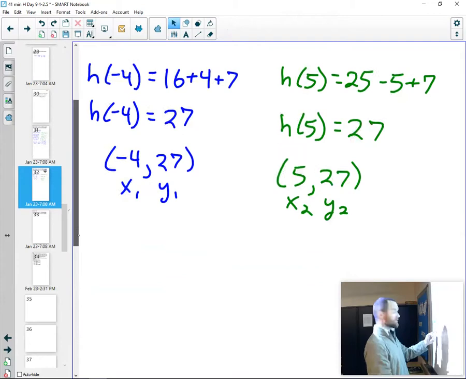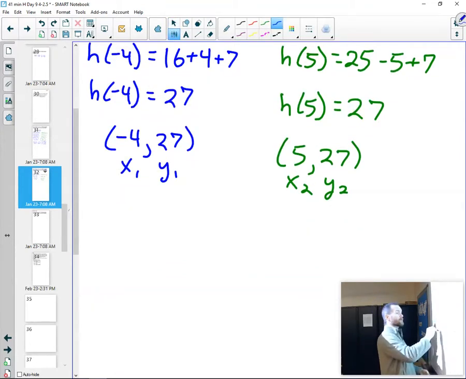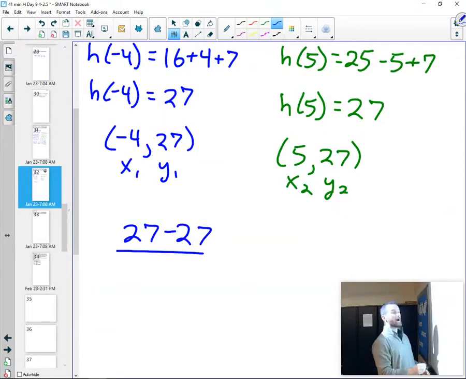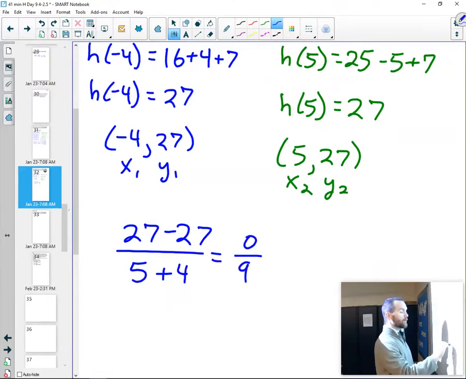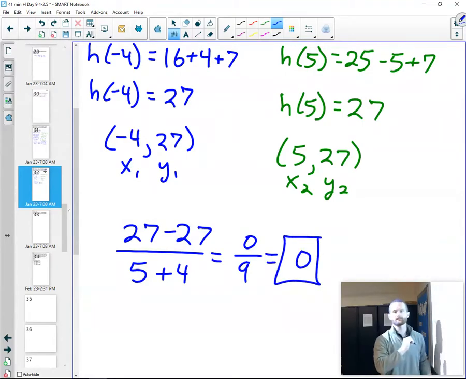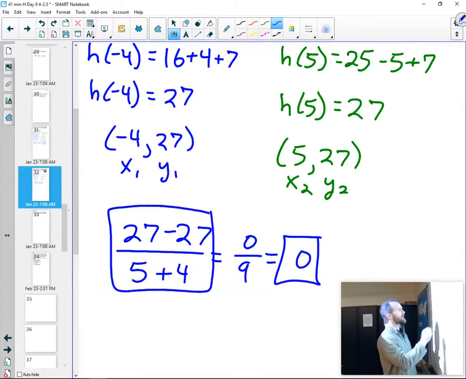Now we just take those numbers and plug them into our formula, which was y2, 27, minus y1, also 27, divided by x2, 5, minus x1, which becomes minus a negative 4, which is plus 4. And we end up with 0 over 9, giving us a rate of change, or an average rate of change, I should say, of 0. Now, if we really understand what rate of change means, we actually could have skipped this step completely.